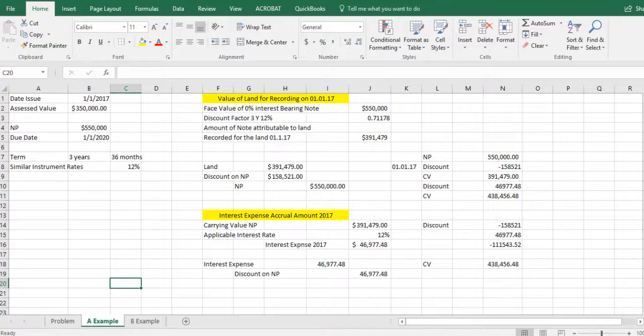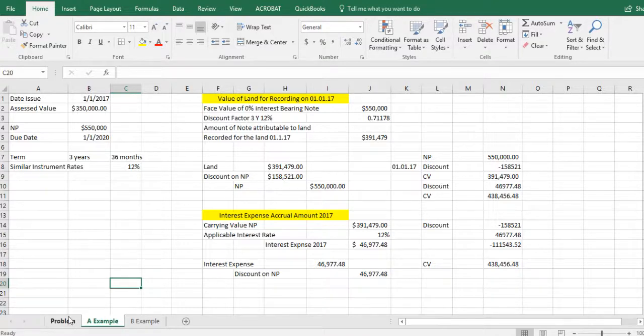Even though they did tell us that it had an assessed value of $350,000, that is not the equivalent of what we paid for it. When all is said and done, assuming a 12% interest rate, we're actually paying $391,000 for this, as far as land cost value, not cash that left per se.